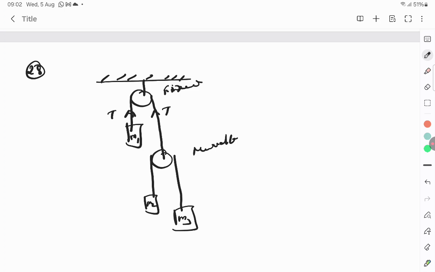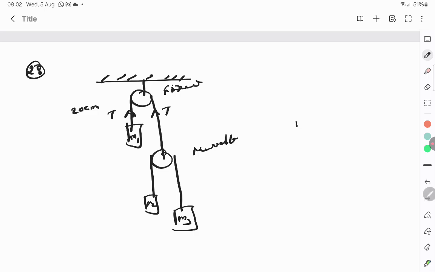Find the accelerations of M1, M2, M3. The string from the upper pulley to M1 is 20 centimeter when the system is released from rest. How long will it take before M1 strikes the pulley?